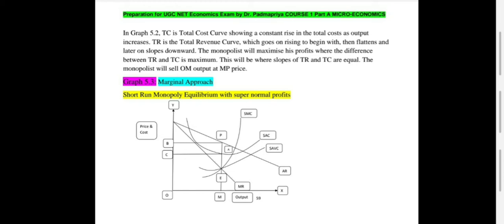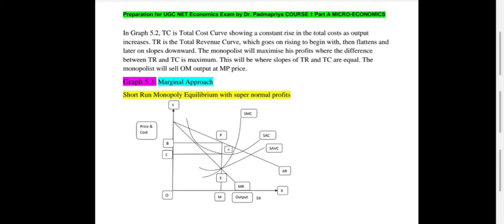Now we come to graph 5.3, which is the marginal approach. Short-run monopoly equilibrium with supernormal profits. Now we are going to study short-run monopoly equilibrium with supernormal profits. So in the short run, the monopolist can make supernormal profits.